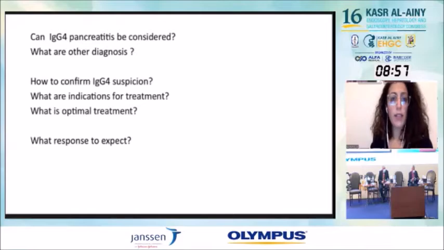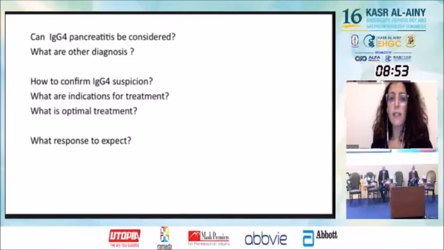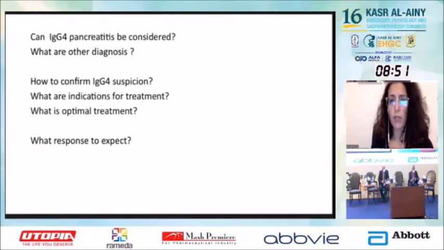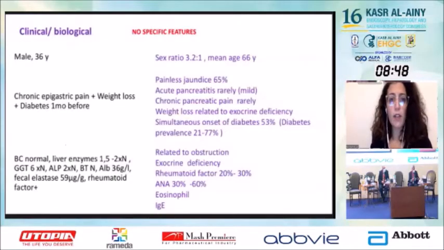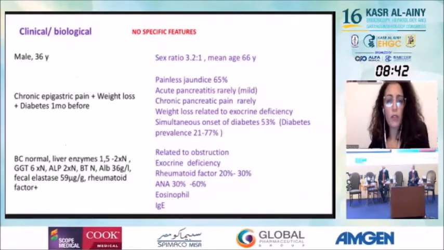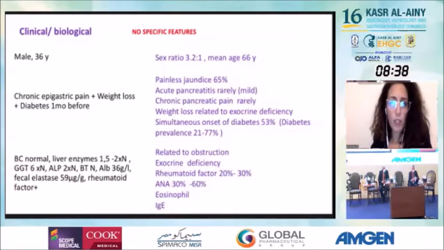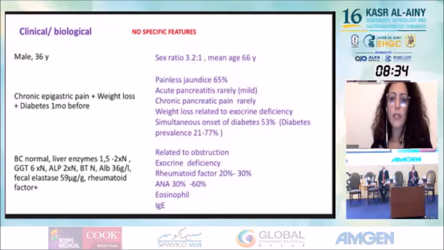So can IgG4 pancreatitis be considered? Yes. Knowing all the characteristics in imaging, it could be considered in these patients. The clinical and biological features are absolutely non-specific, but knowing the epidemiology of the disease, is he really sticking with the epidemiology of the disease? Really no. He's not in the regular median age, because it's usually the sixth decade.